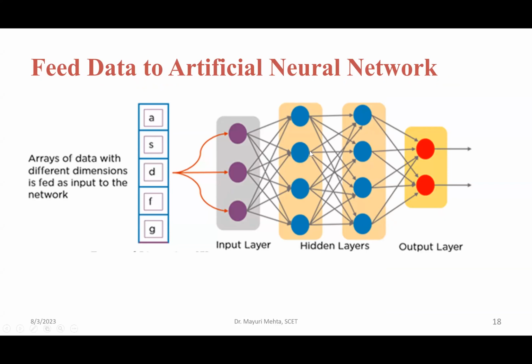So this is the architecture of a neural network. And here you can see that arrays are used to feed data to the neural network. Remember that arrays are used to feed data to the neural network, arrays of different dimensions. In the input layer, several neurons are there, and each element of this array, like one item of the array, would be input to one node in the input layer. So this is how data is fed to a neural network. Whatever data you have is represented through an array.